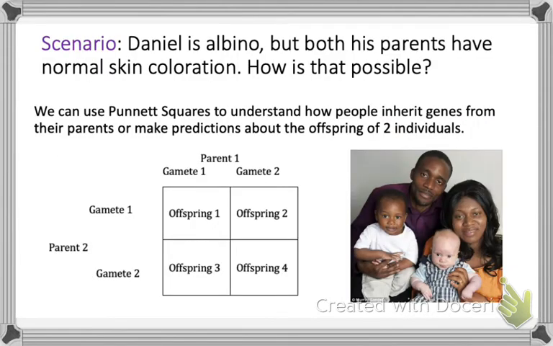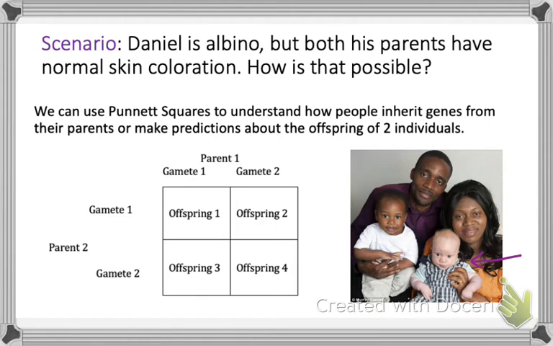So let's look at this scenario. Here we have Daniel, and Daniel is albino, but both his parents have normal skin coloration. How is that possible? Well, we can use Punnett squares to understand how people inherit genes from their parents or make predictions about the offspring from two individuals.